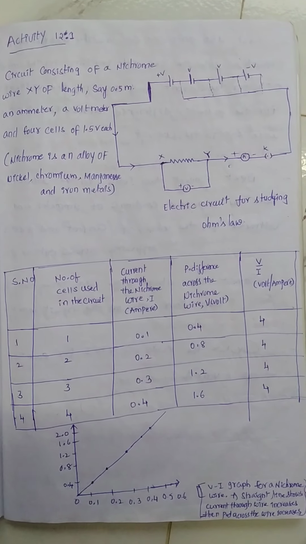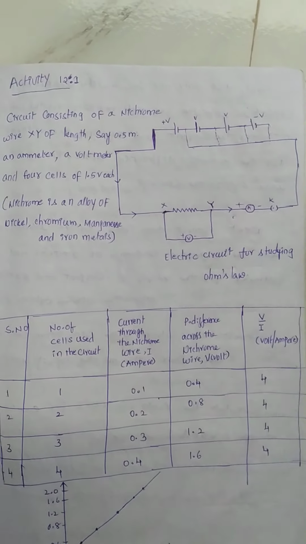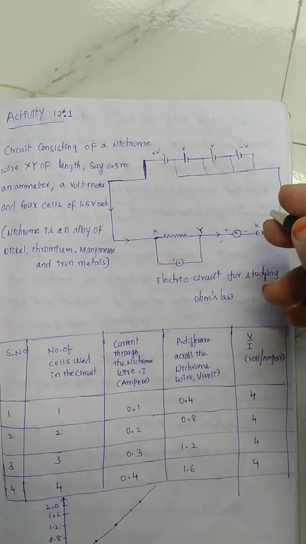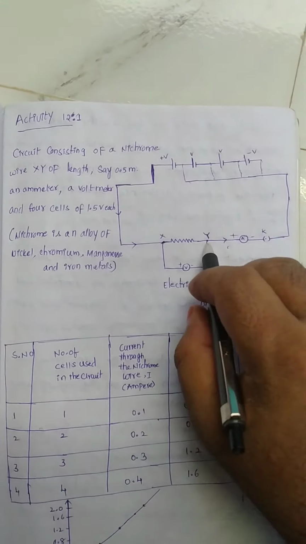And now I am going to discuss Ohm's law. It is one of the activities. To discuss this activity, I consider one circuit. In the circuit, I am taking 4 different cells with their potential difference plus V and minus V, and these I connected to a resistance. The voltmeter is always connected parallel to the resistance, and this resistance is connected to an ammeter, plus and minus, and this ammeter is connected to a plug key.